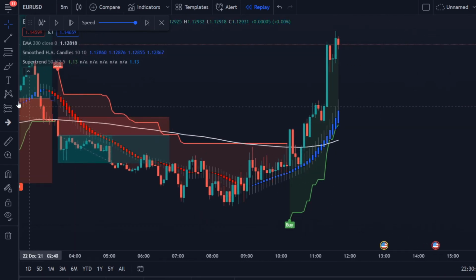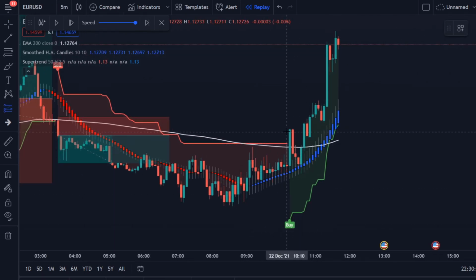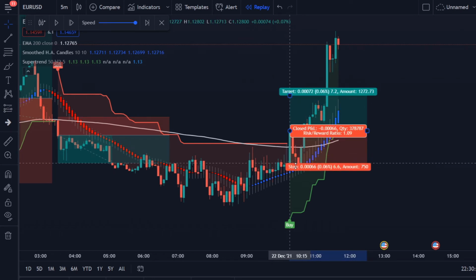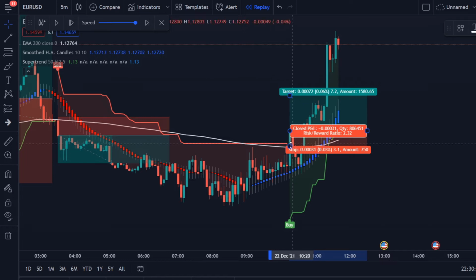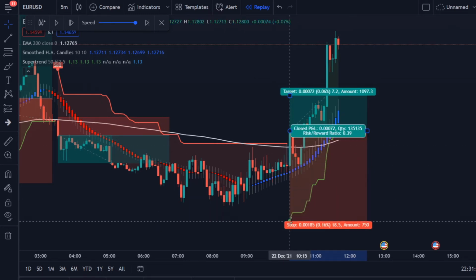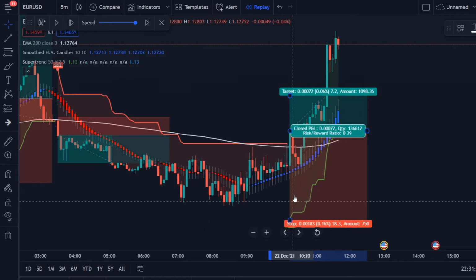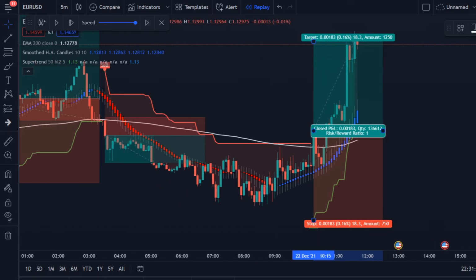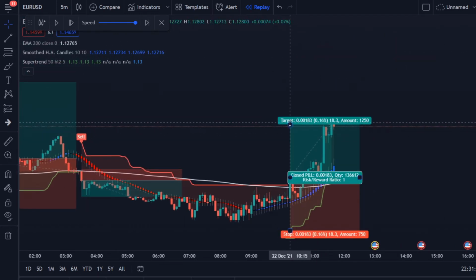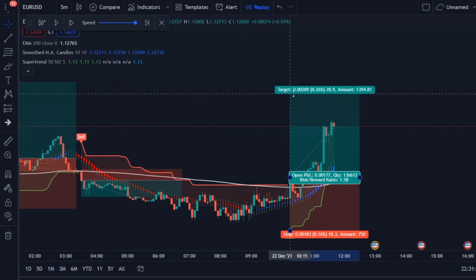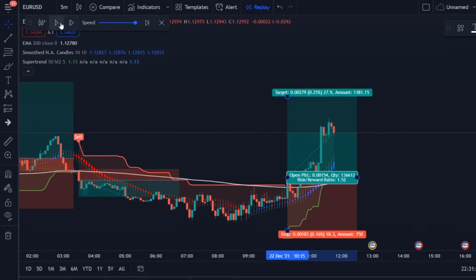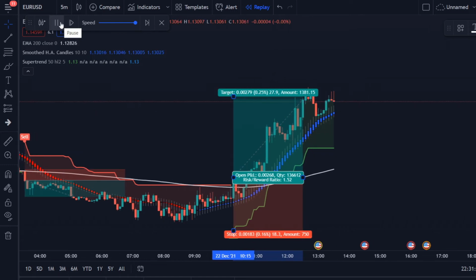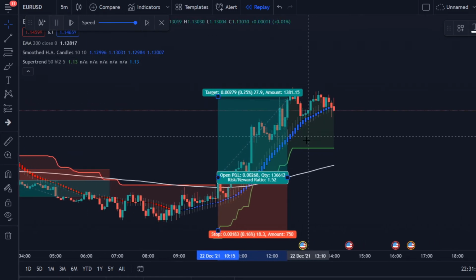Then we see another trade over here. Yeah, it's a little bit hard to place your stop loss on top of the 200 exponential moving average because it's way too small, it's way too close. It's about 2 pips. I personally wouldn't take this trade, but let's say that you place your stop loss on top of the super trend indicator. We are aiming for a 1.5 to 1 risk reward ratio, which is about here. And that turned out to be a winner, which is nice.